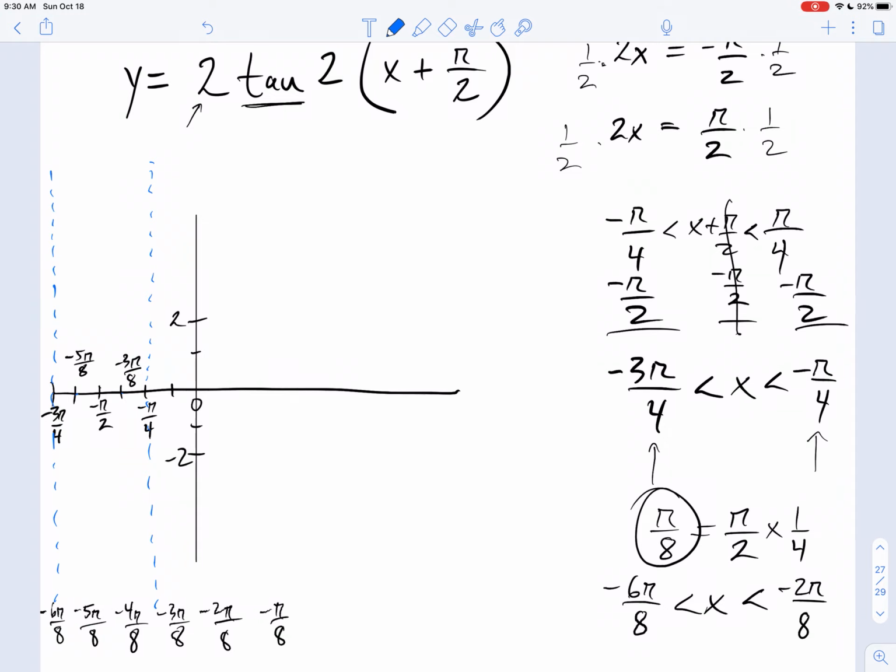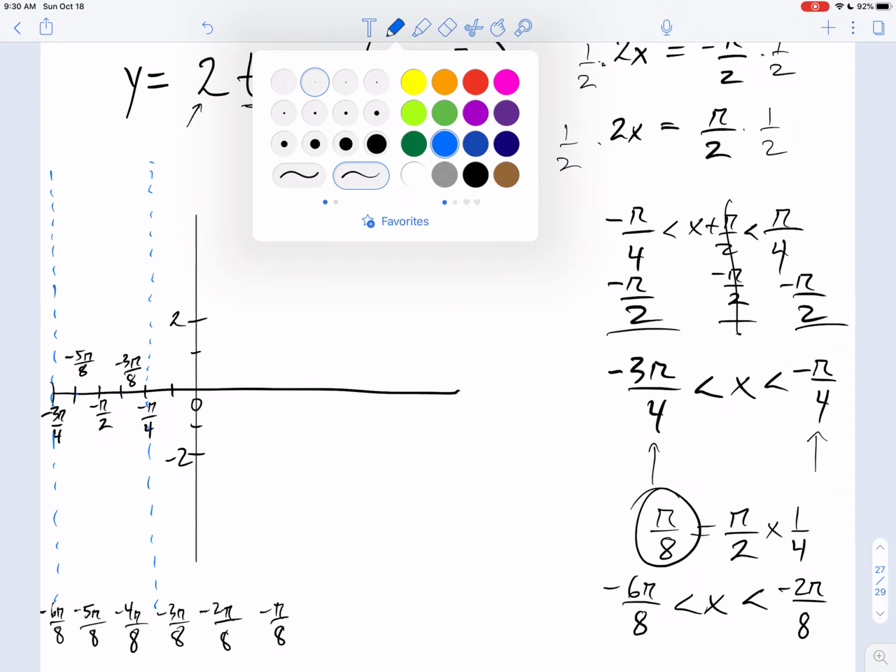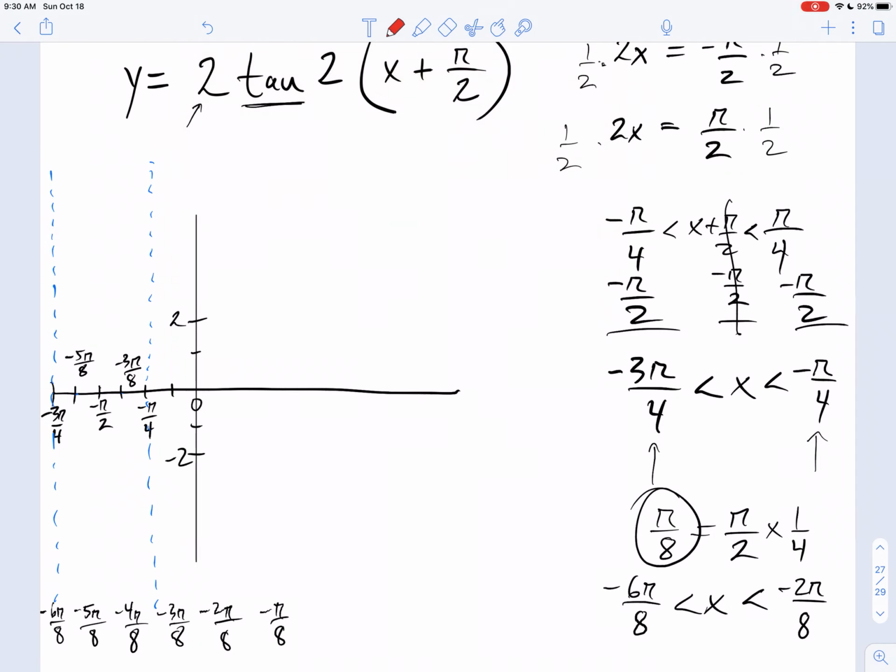So let's mark this thing off. I'm going to use a red color. And this is a tangent graph. It has not been flipped, but it has been stretched. So it starts in the middle there. Then I'm going to go up 2 units. I'm going to go down 2 units. And here we go. I'm going to gradually twist through the middle of those two. And that would be one entire period of this tangent graph.